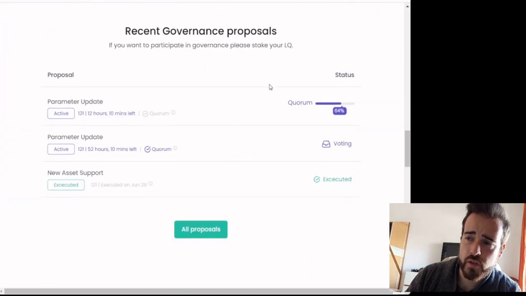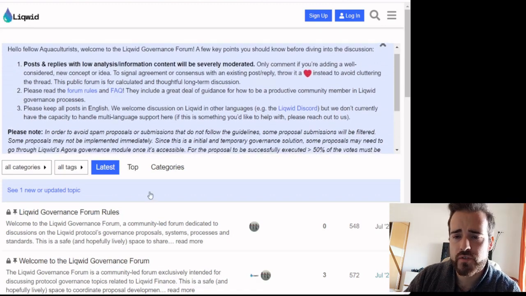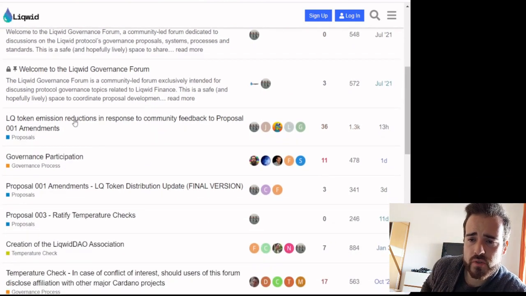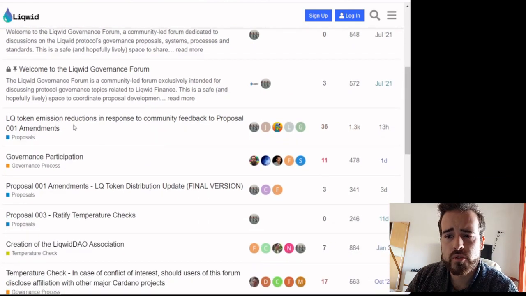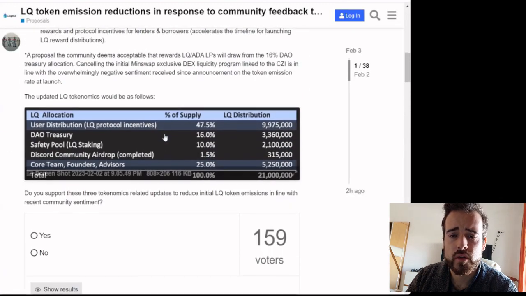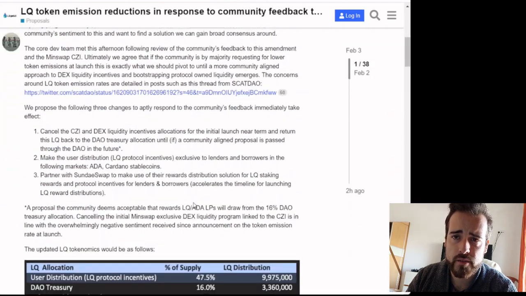So as you can see here, you have the Liqwid proposals. You can use the Liqwid forum to make all kinds of changes you want, update parameters, or even suggest other proposals. For example, here they have a proposal to reduce the token emissions and to change how the tokens will be supplied.